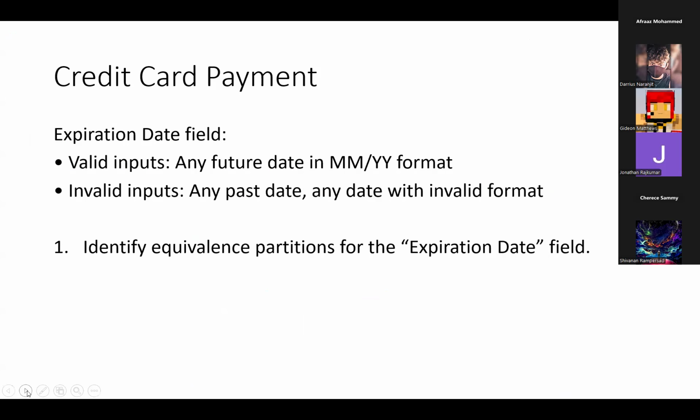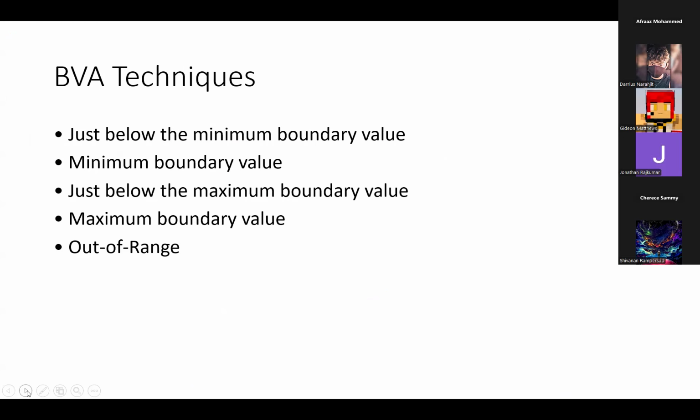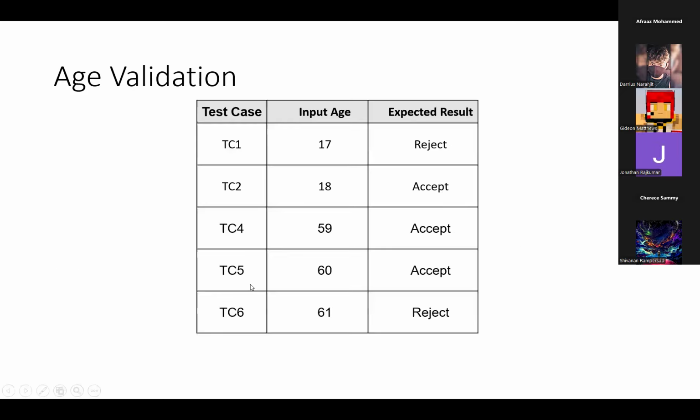Okay, so boundary values, there are 5 different elements you identify, right? So there's usually a minimum and a maximum boundary value. In addition to that, you're looking at testing just one or just below the minimum value, just below the maximum value, and something out of range. So out of range would be like above the value in most cases.